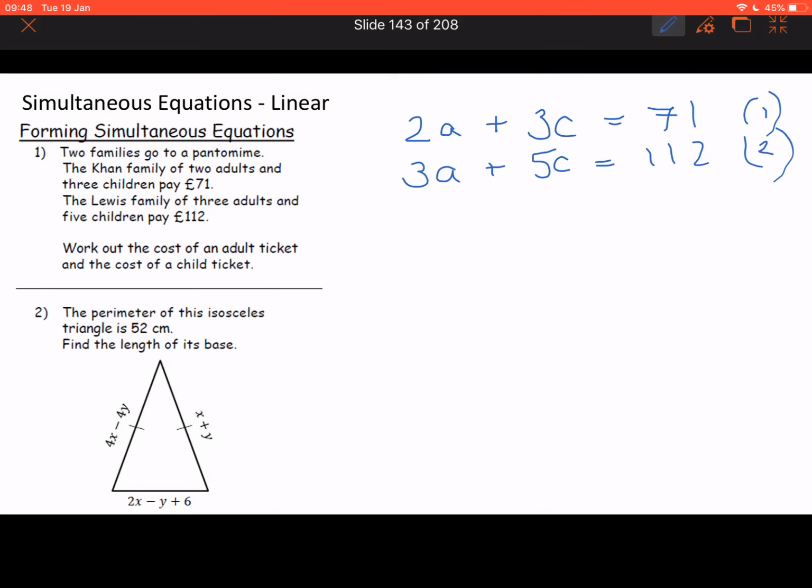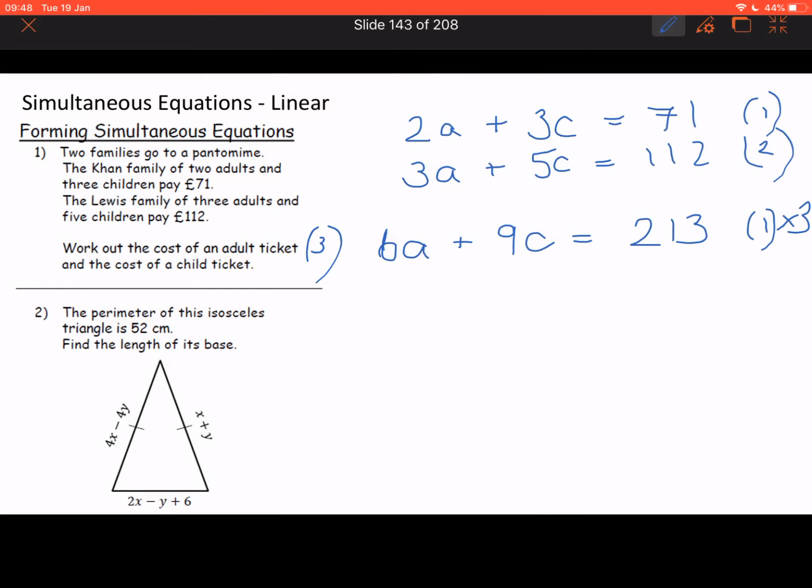But I don't have the same magnitude of A's or C's, so I'm going to need to multiply both equations. I could make my A's the same, I could make my C's the same. I'm going to go for A's, so I'm going to multiply equation 1 through by 3, so that I get 6A add 9C, and that will equal 213. So that's equation 1 multiplied by 3, and I'm going to call that equation 3.